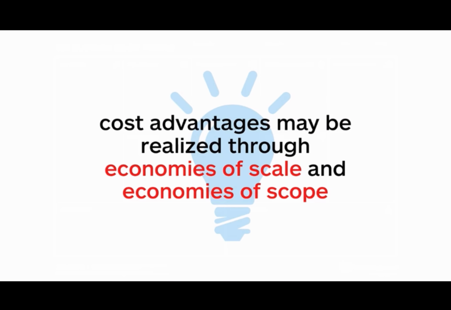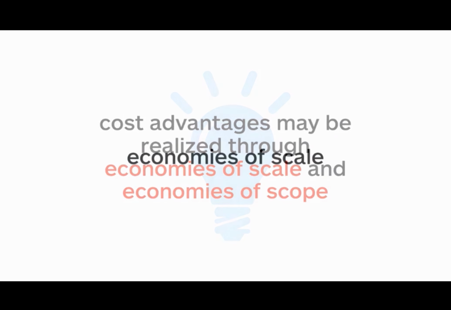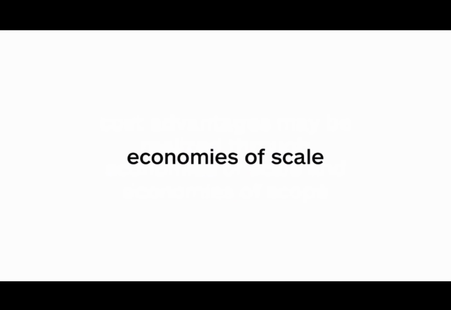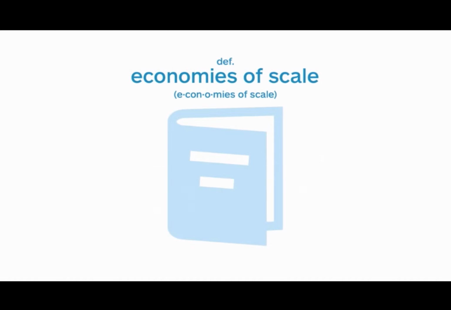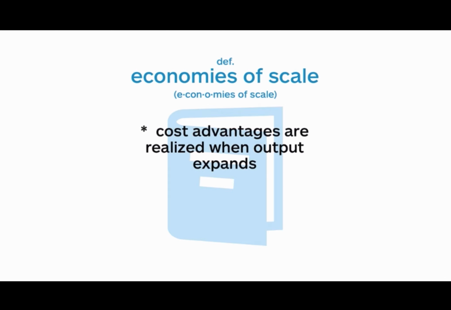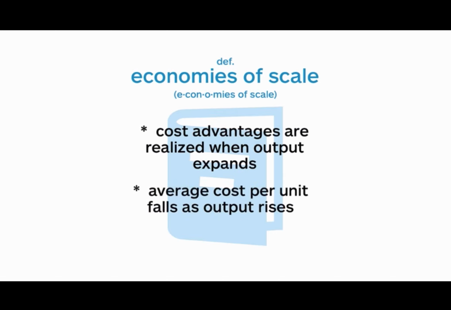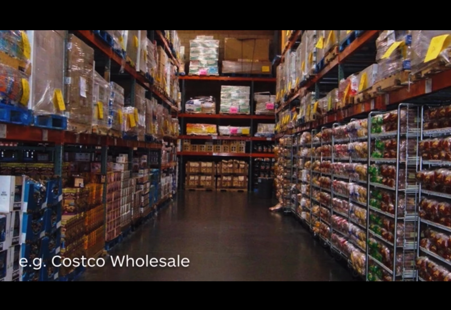Now, cost advantages might also come from other places, for example, economies of scale or economies of scope. So what are economies of scale? Let's look at a definition. It's cost advantages that increase with your size. And it means that the average cost per unit falls as the output rises. So the more you produce, the cheaper it gets for you to produce. Now, an example here is Costco Wholesale, one of the biggest retailers in the world. They're so big that when they do purchasing, they obviously have a very, very strong purchasing power and they can drive down the prices.